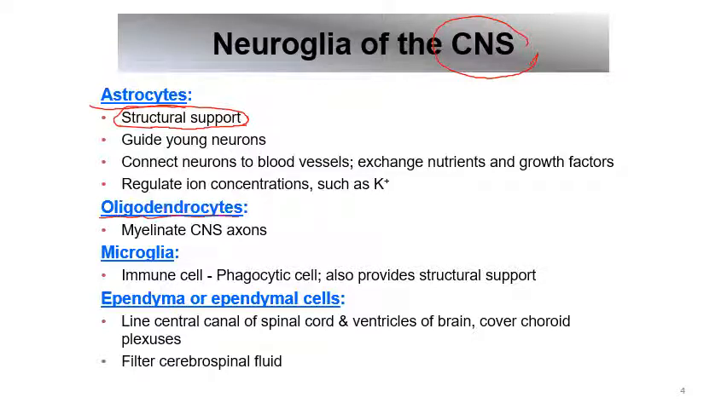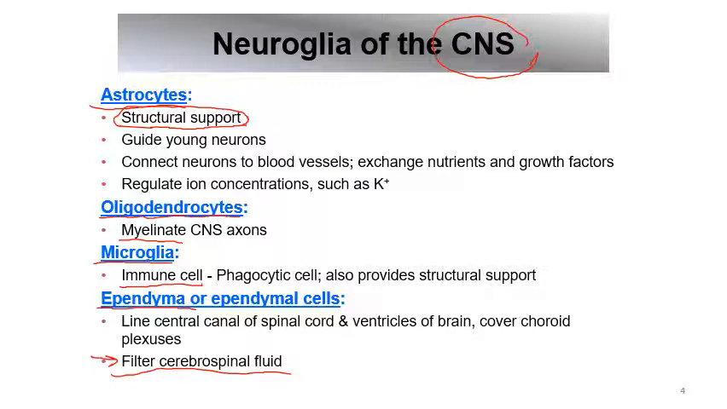Oligodendrocytes, these make myelin for the central nervous system. Schwann cells are instead in the peripheral nervous system. Microglia, know that these are immune cells. These are eating the bacteria, parasites, killing the viruses, also somewhat of a structural support too. Then the ependyma, or the ependymal cells. These are lining the spinal cord and the brain, and what they do is they filter the cerebrospinal fluid.